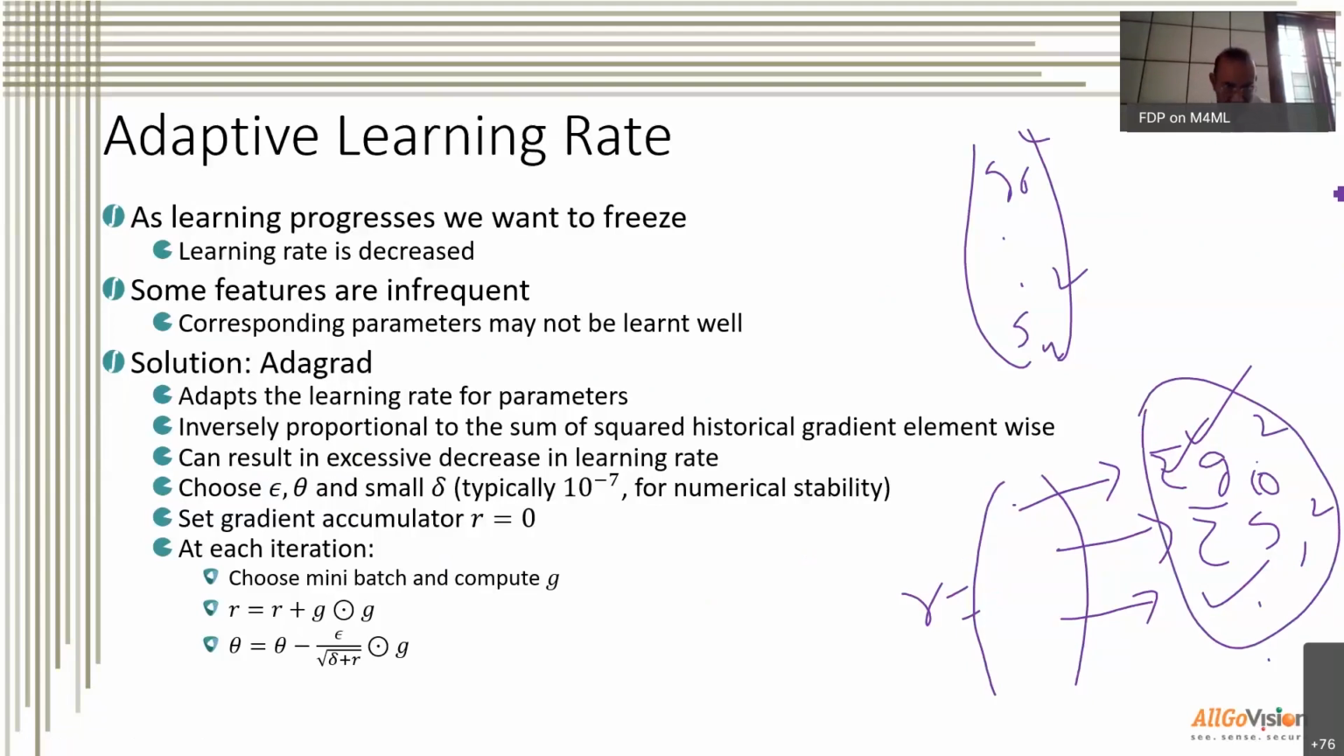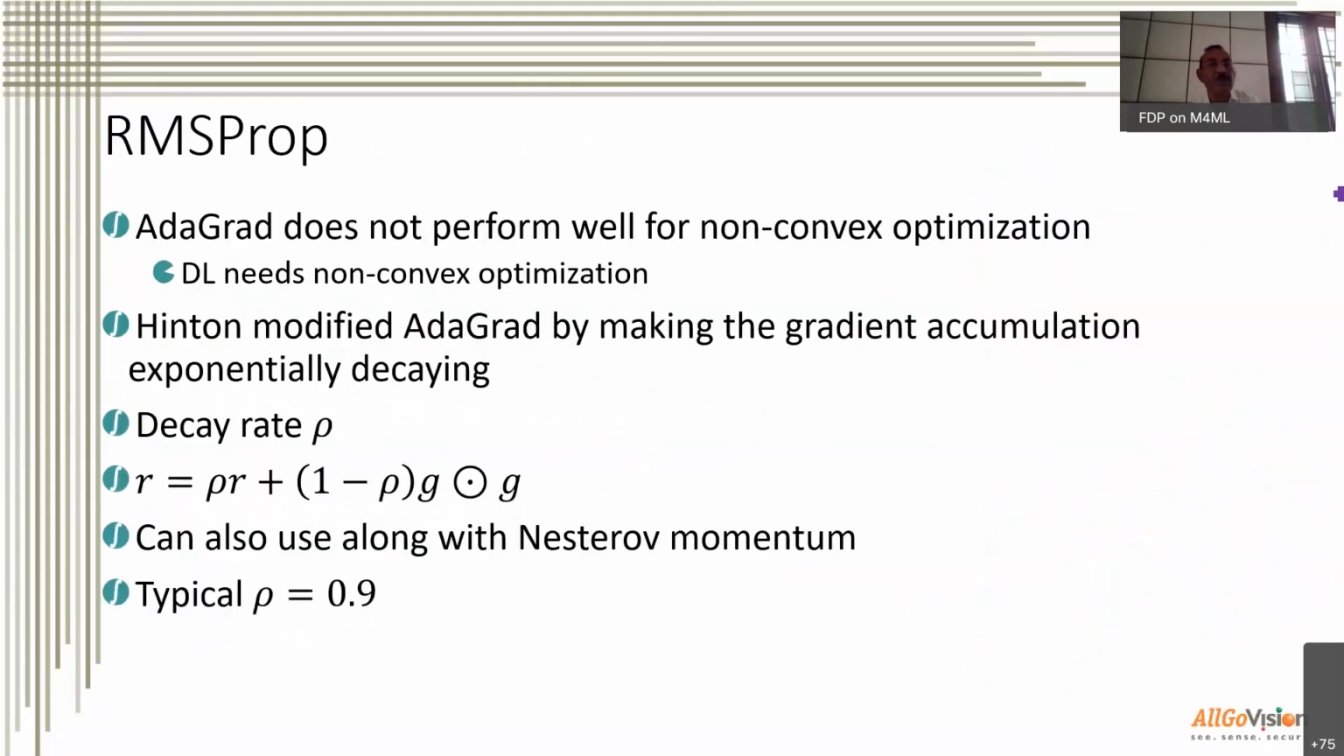So that's where you go to the next method, which is called RMSprop. Let's skip the first line, let's not worry about it. All it says is AdaGrad does not work well for our deep learning problems. So Hinton modified AdaGrad by making the gradient accumulation exponentially decaying.